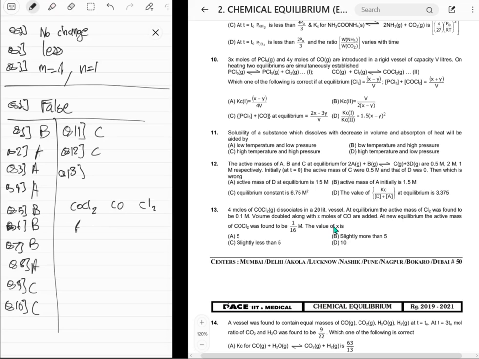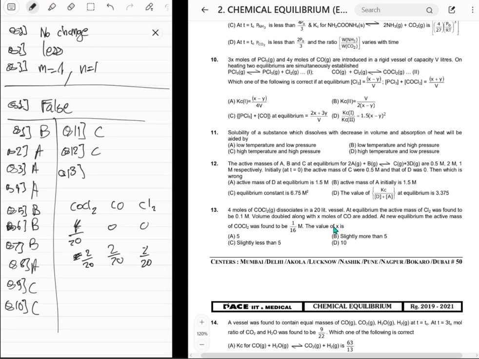4 moles initially in a 20-liter vessel, so 4 upon 20. At equilibrium, the active mass of Cl2 was found to be 0.1 molar, which is 1 upon 10, or 2 upon 20. CO is also 2 upon 20, right?